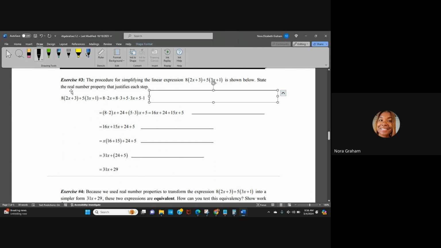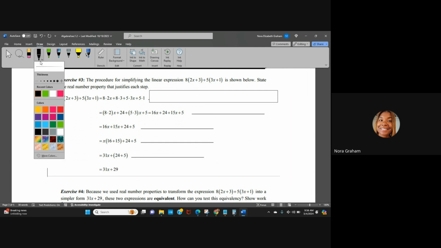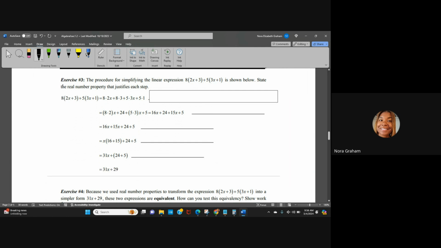There we go. It's going to let me draw again. I always like to sit there and draw when I'm using the distributive property. This 8 has to hit every term within my parentheses. And as you see here, that's what they did: the 8 times 2x, 8 times 3, and then the 5 times 3x, 5 times 1. What they're doing here is called the distributive property.